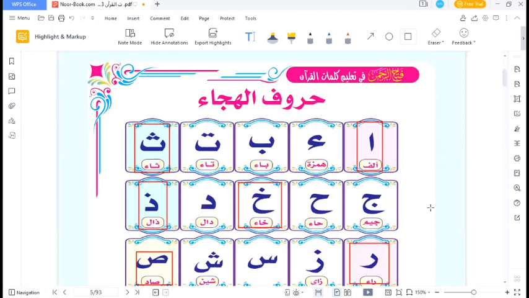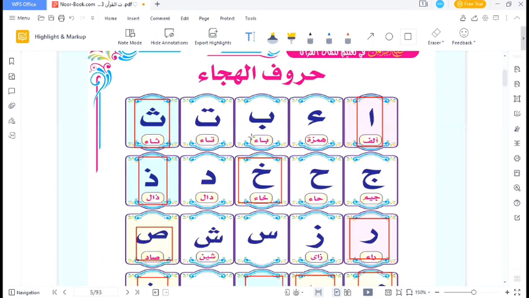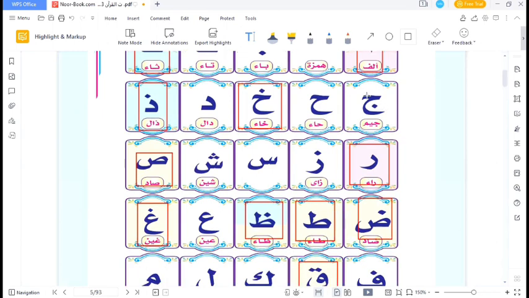Okay, the first letter is A, or Alif. We say Alif, then Hamza, Ba, Ta, Tha. We know that the Ba, Ta, Tha have the same drawing, but the Ba has the dot on the bottom, the Ta has 2 dots on the top, and the Tha has 3 dots on the top. Then we have Jim, Ha, Kha. This is another group with the same drawing, but the Jim has the dot in the middle, the Ha has no dots, so it is free from dots, and the Kha has 1 dot on the top.